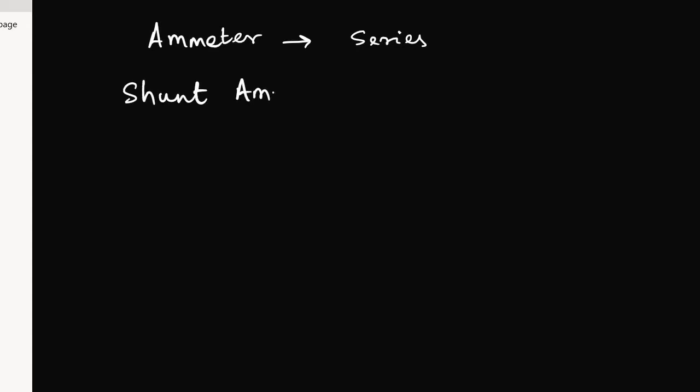We already know about the ammeter and how we use it in a circuit. An ammeter is always used in a series combination in a circuit. But what is a shunt ammeter? That is quite a good question which we need to solve. Now, what is a shunt and why is it combined with an ammeter?